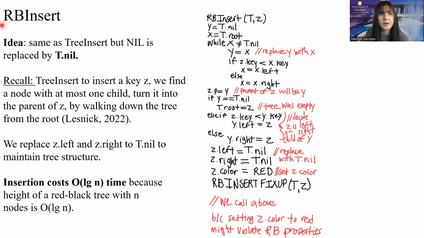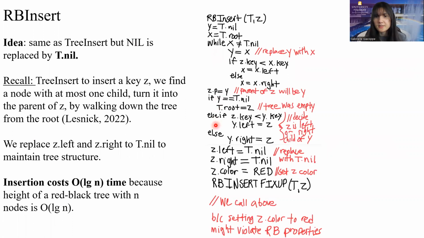We do have a concept called RB insert. We did learn something similar called tree insert in class. Now I won't be going over the full details of this pseudocode, but I want to make sure I emphasize that nil in our tree insert is replaced by T.nil. How we did tree insert was that we found a node with at most 1 child, and we made it the parent of z by walking down the tree from the root.